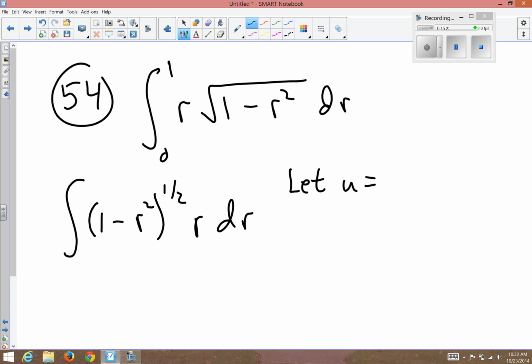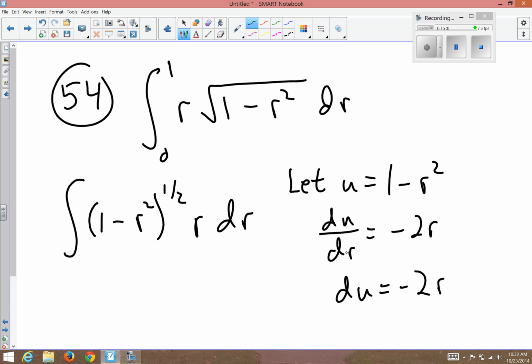But we don't have time to show all that, so we're going to just let u equal 1 minus r squared. The derivative of u with respect to r is 0 minus 2r. So du equals negative 2r dr. In practice and with experience, I'm hoping you will be able to not write this step down. Just go immediately to u equals something, to du equals something with the dr attached.